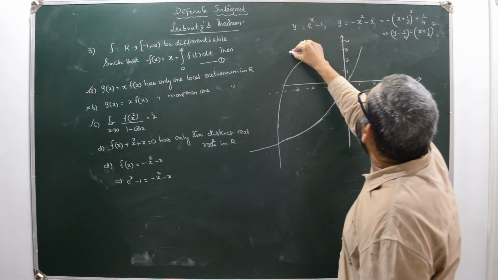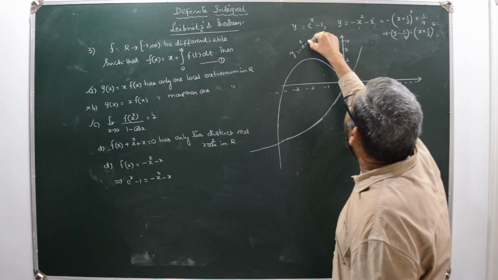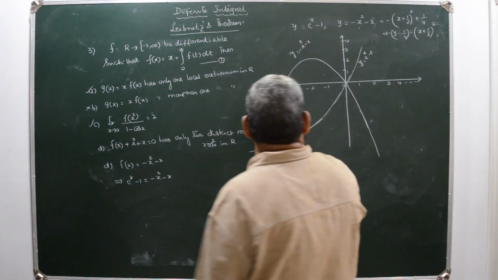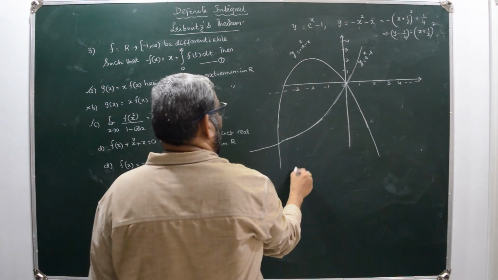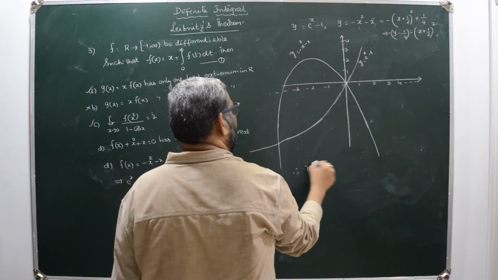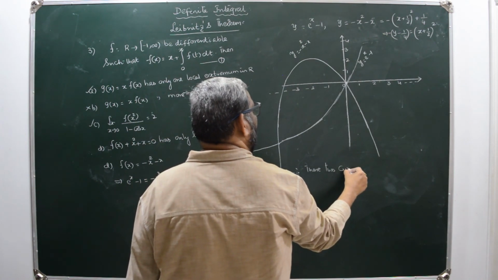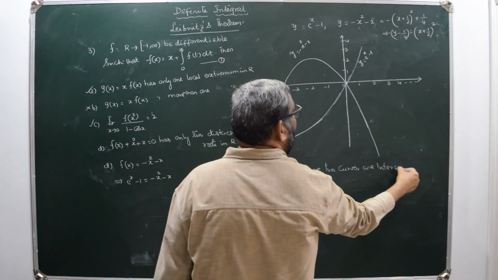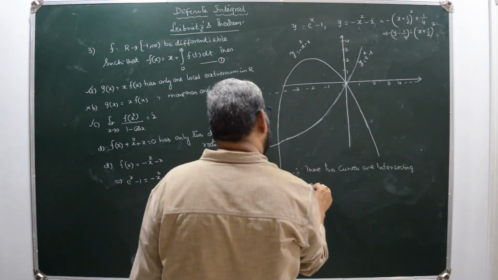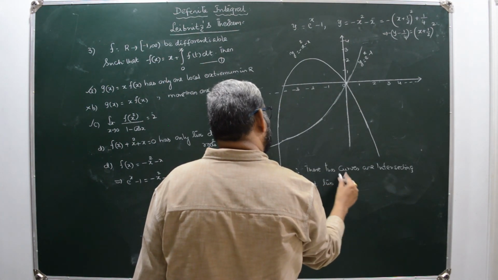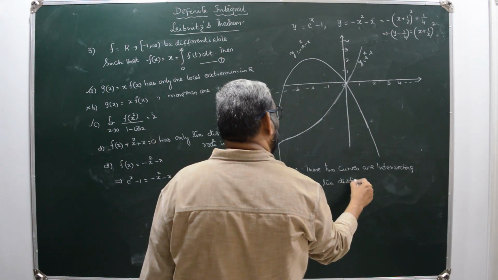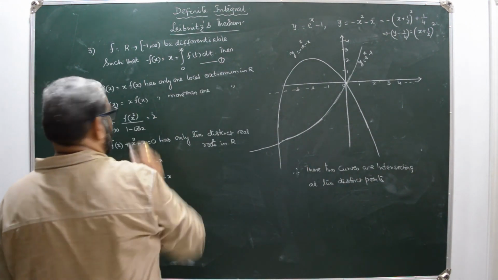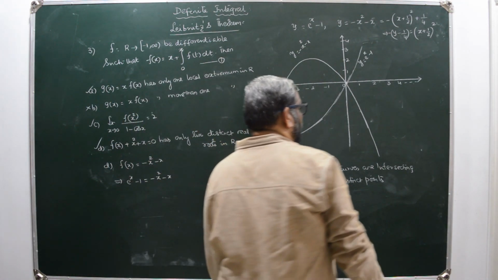So this is y equal to minus x square minus x. This is y equal to e power x minus 1. So it is intersecting at 2 points. Therefore, these two curves are intersecting at 2 distinct points. So now the fourth option is also correct. So except the second one, all the options are correct.